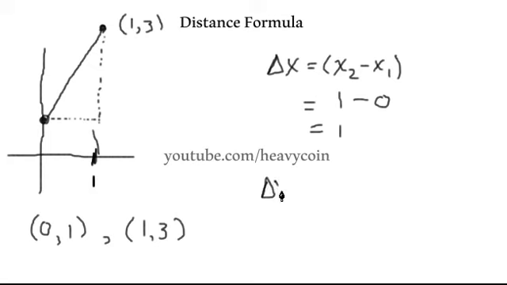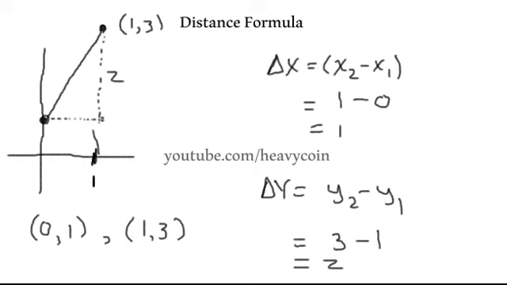But now let's look at delta y. Delta y, remember, was y2 minus y1, and that would be 3 minus 1, which is 2. So this side right here of the triangle is a distance of 2, and this is a distance of 1.